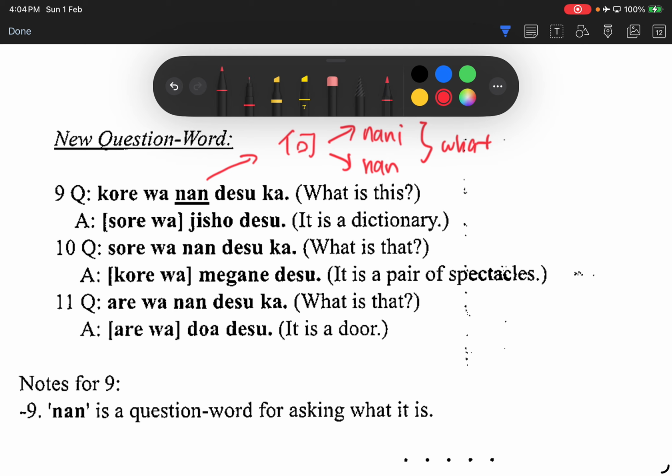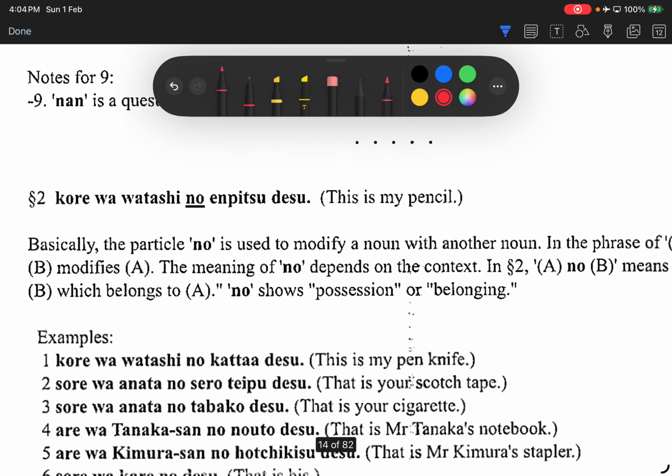So, これは何ですか? This is what ですか? So, 辞書です。Right? Then number 10. それは何ですか? That is what ですか? So, メガネです。あれは何ですか? ドアです。Any questions? No, we carry on to the next one.